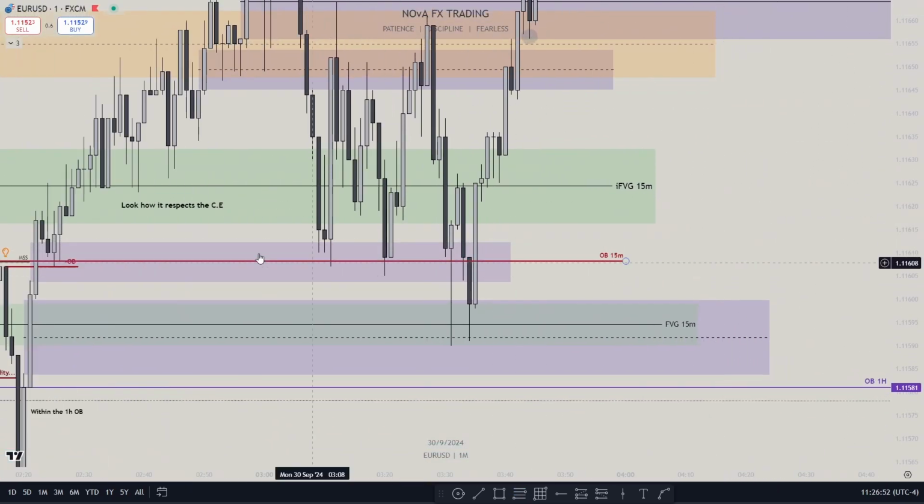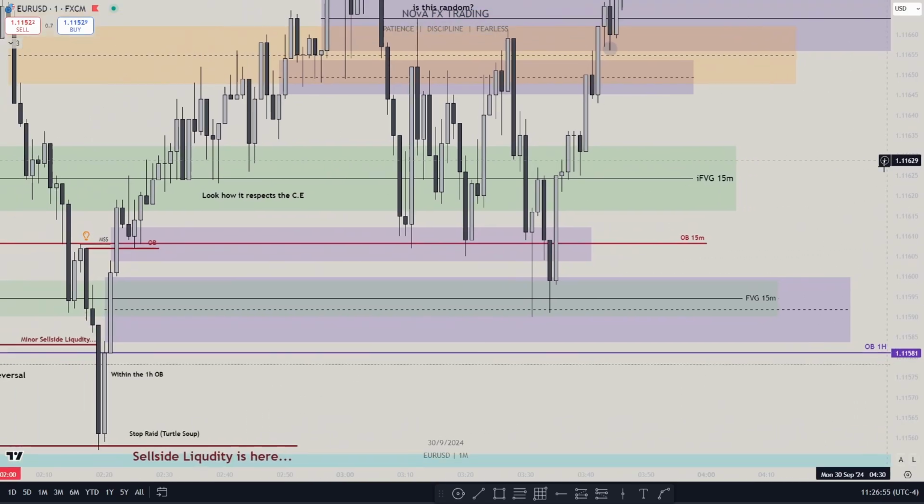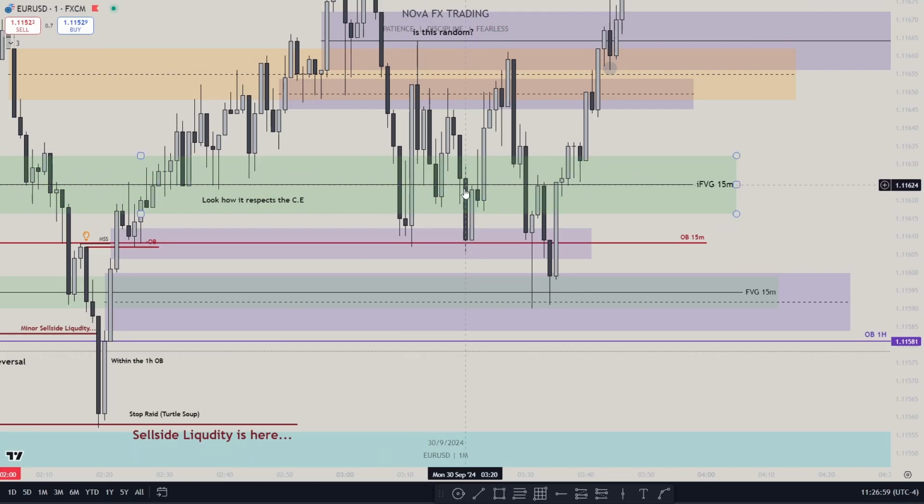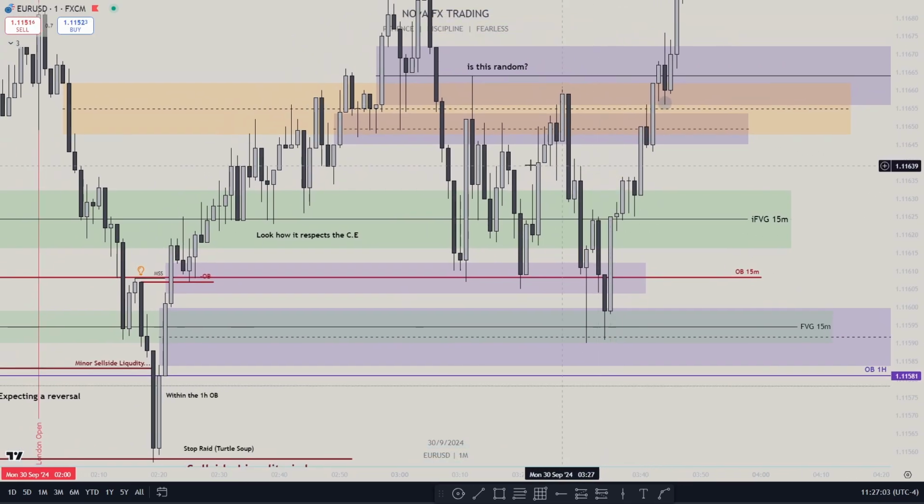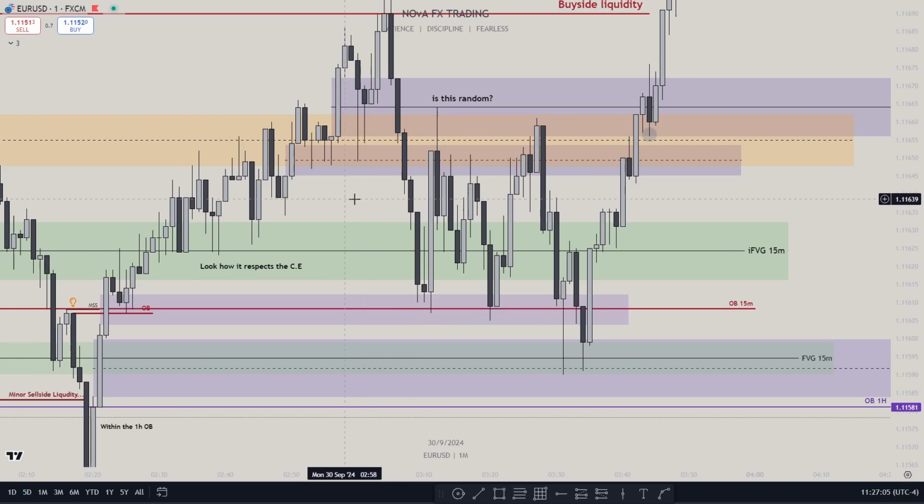Then I told you how fair value gaps need to be balanced out. As soon as it tapped here, we got to buy here, and we see how it got balanced at this spot right here. Also, please see how the consequent encroachment of the fair value gaps is being respected by the price. It's being beautifully respected.